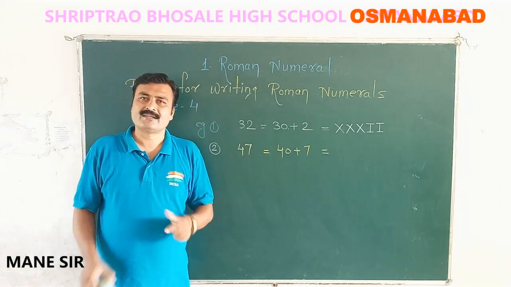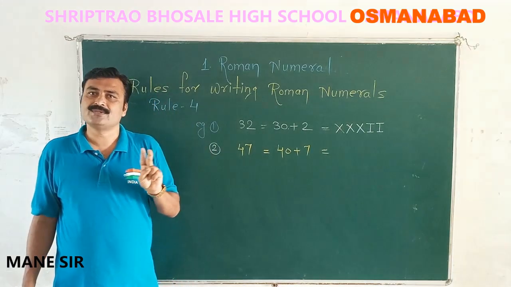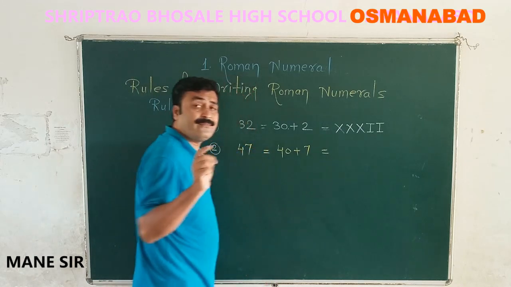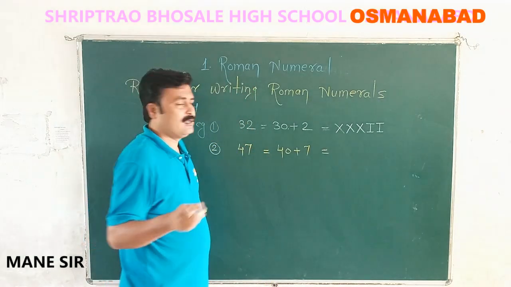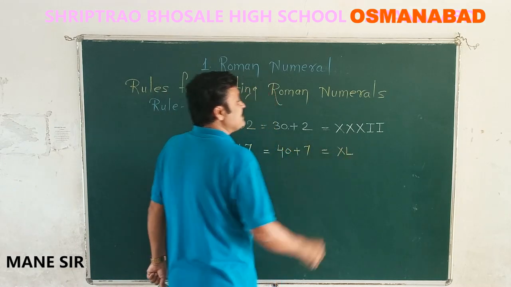So let's remind rule number 2. 40 we can form by using subtraction process. So we write 40 as 50 minus 10. So 50 minus 10, that we represent as XL.